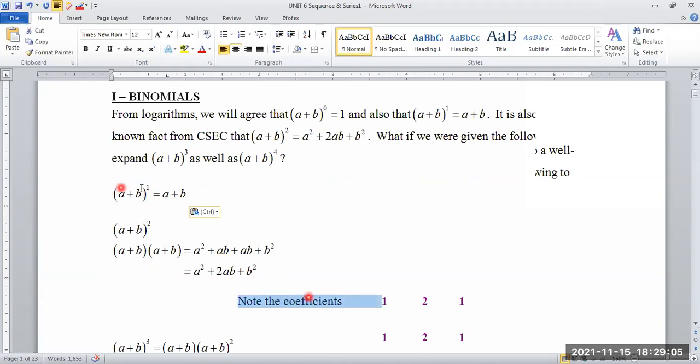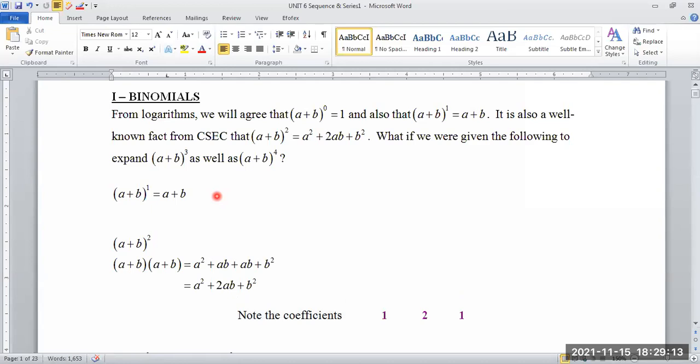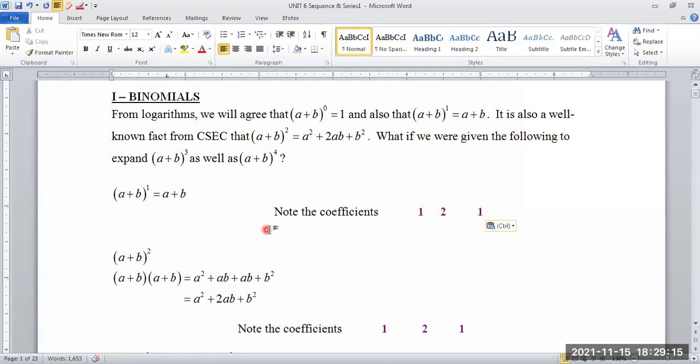What are the coefficients for this one here? Can somebody answer me, please? I'm not into it tonight.